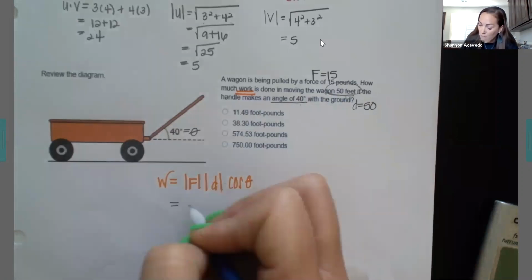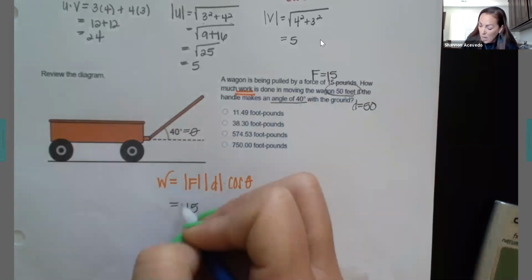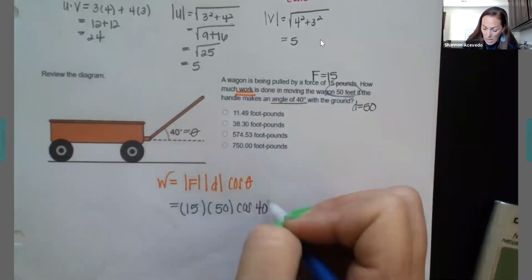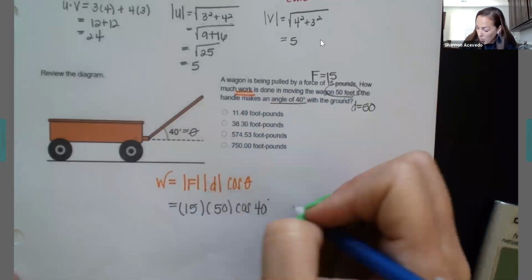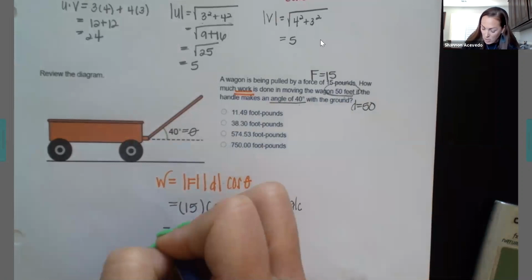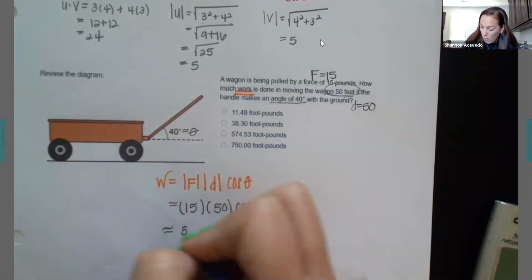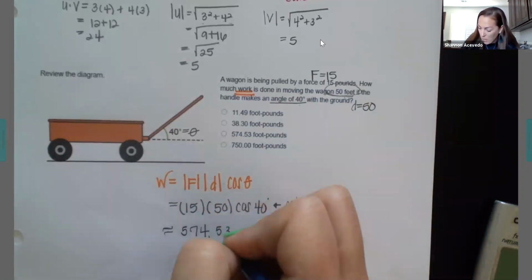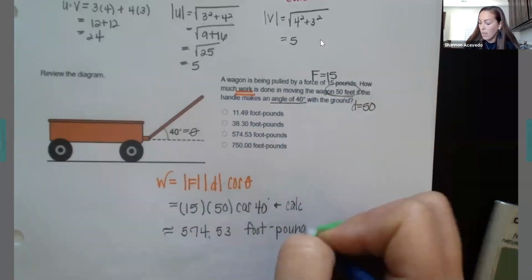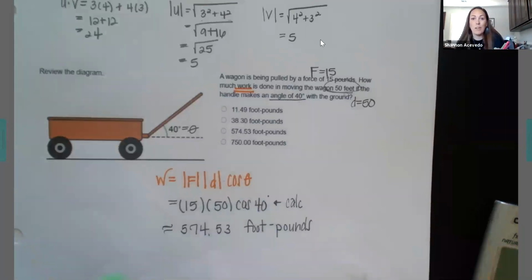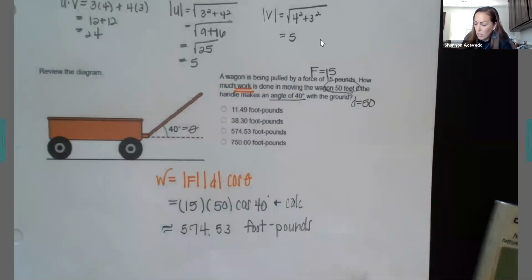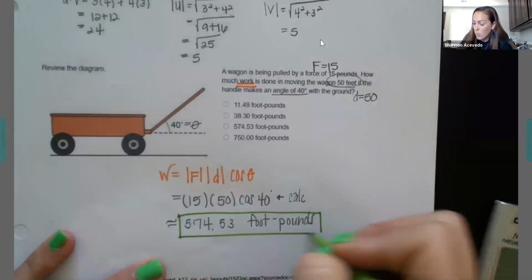So this is going to be 15 times 50 times cosine of 40. I just put all this into my calculator, and when I plug it in, I get an answer of 574.53, and it's going to be foot pounds. Luckily, you don't have to worry about whether it's pounds foot or foot pounds, which one's first, because they give it to you in your answer choices. That's all you needed to do. So don't overthink these ones.